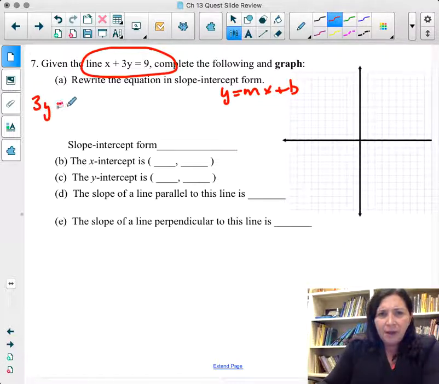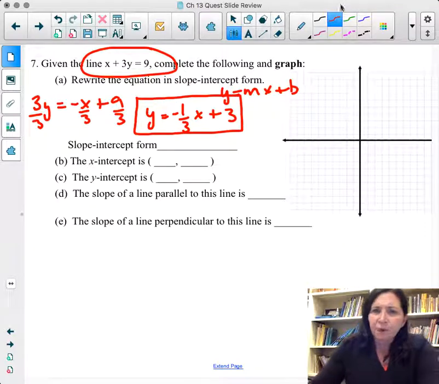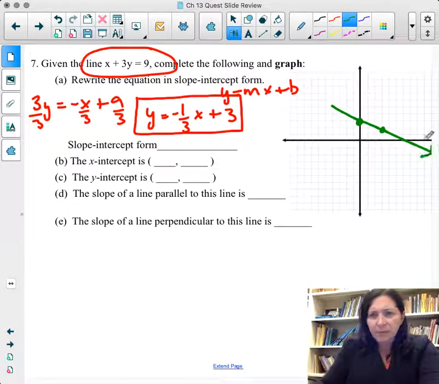So I have 3y is equal to negative x plus 9. I'm going to divide everything by 3. In doing that, I get y is equal to negative 1/3 x plus 3. This is my equation in slope-intercept form. If I were graphing this, I would go up 3, dot, then I'd go down 1 and to the right 3, and then my graph would look something like this. Keep in mind, if your slope is negative, it's always going to go down to the right.